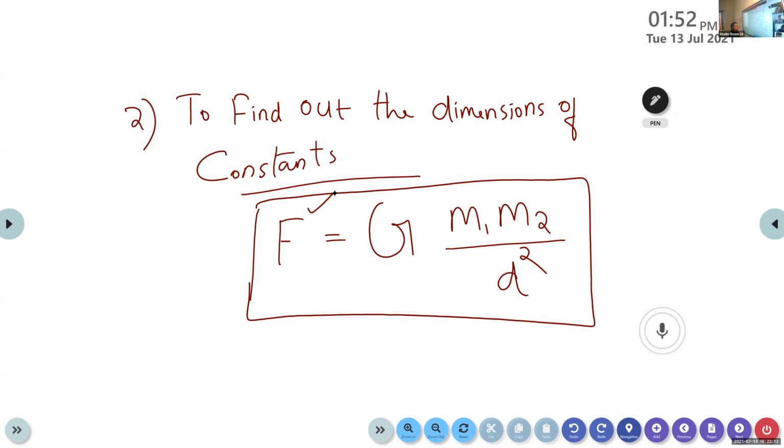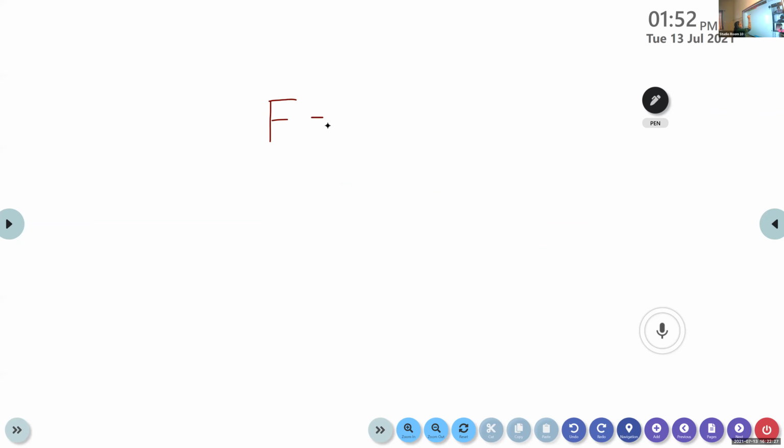So here we have the equation F is equal to G into M1 M2 divided by D square. Now we are going to find the dimension of the constant G, the universal gravitational constant. We want to calculate the dimension of G, so just rearrange the equation and find an equation for calculating G. What does the equation become? G is equal to?